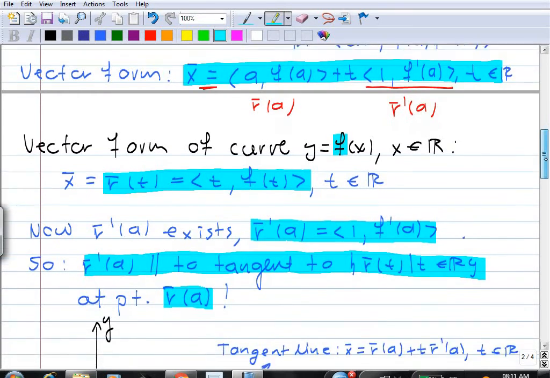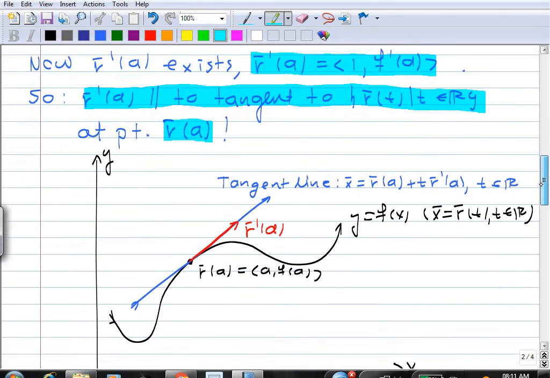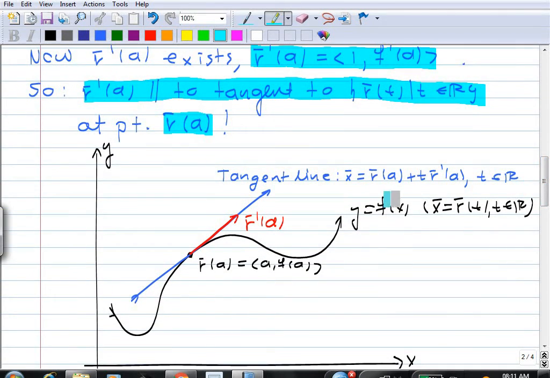So we've got this here in a picture. Right? So here we've got our curve with equation y is f of x, or alternatively, in vector form, equation x is r of t, t any real number. Right? And here we've got the tangent line, right? And we've written it in vector form, and here we've got the derivative. Now we've drawn the derivative here and interpreted it as a geometric vector, in other words, an arrow.